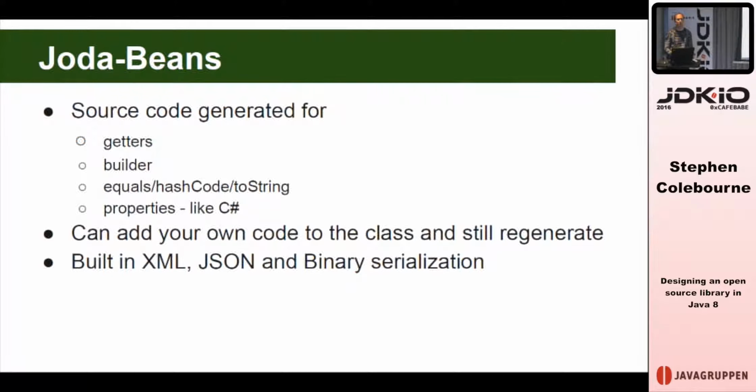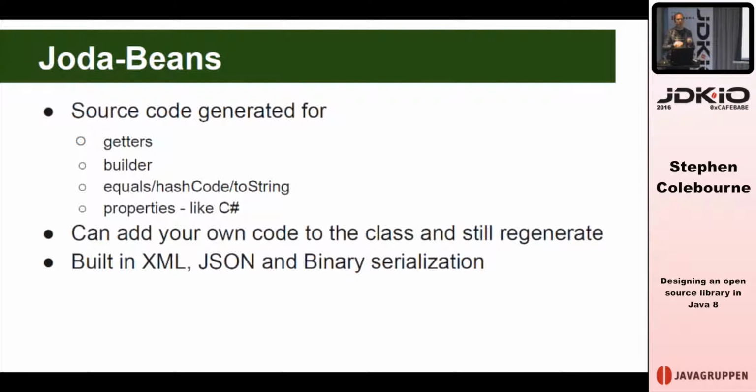I don't know whether you've used C#, but in C# you can treat properties as a meaningful unit within the class that sits above fields. And once you have properties, you can build things like serialization frameworks on top of that very easily. So Joda-Beans comes with its own XML, JSON, and binary serialization.